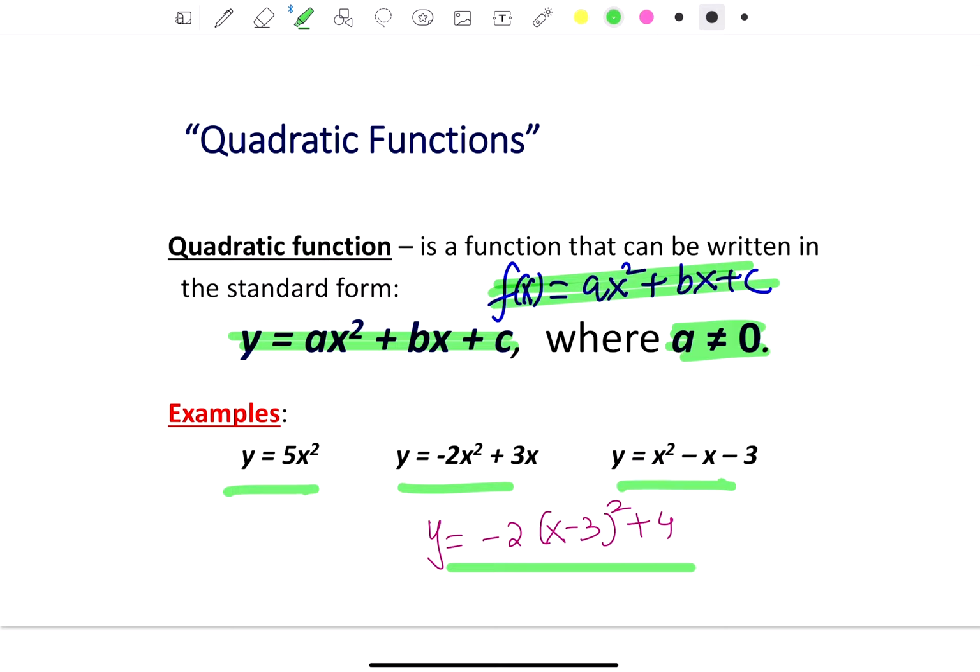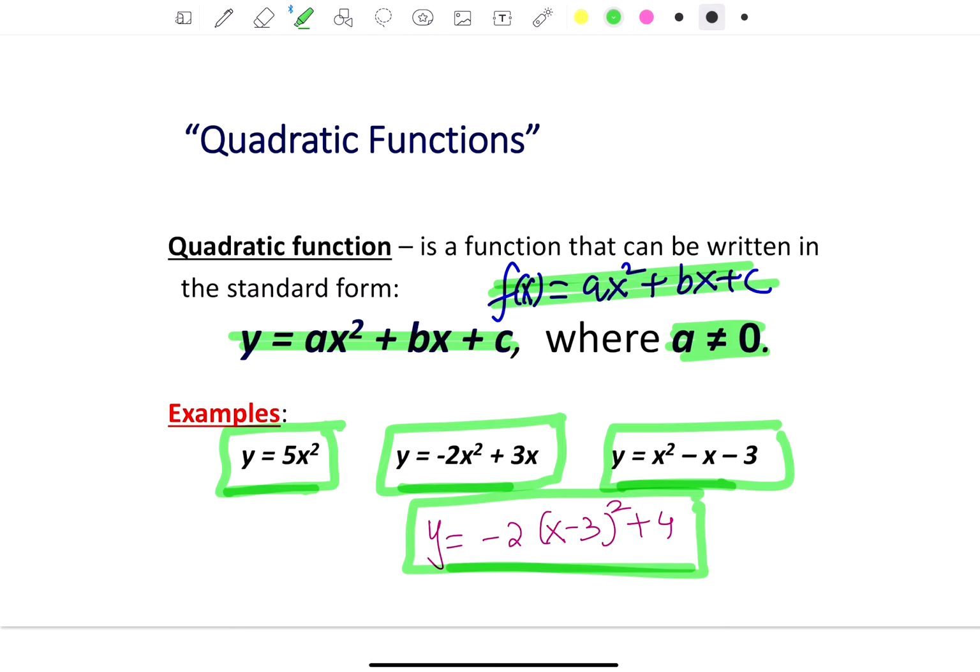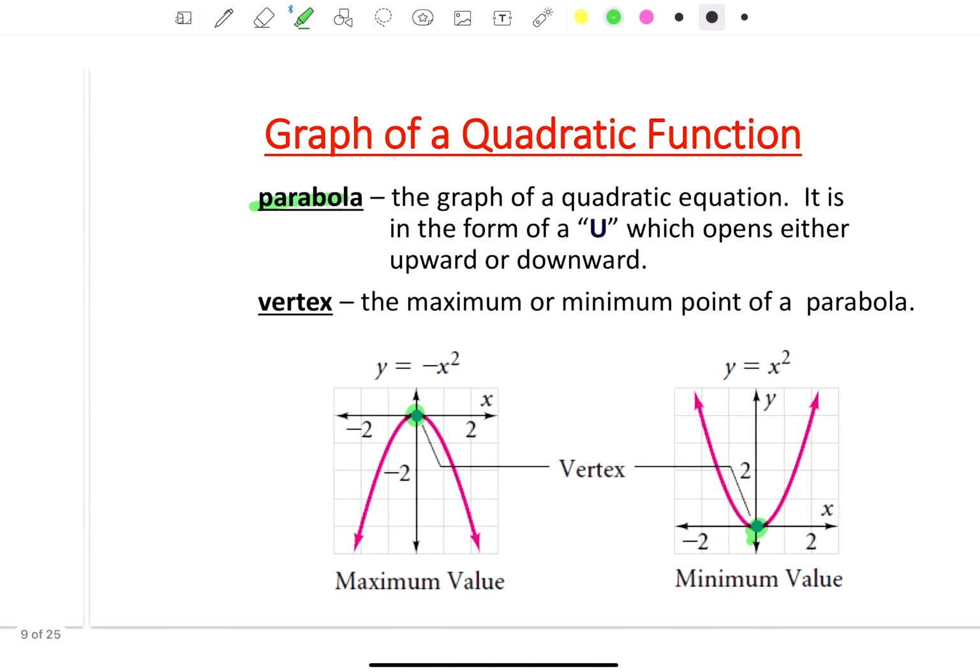Here's some examples of quadratic functions. y equals 5x squared, y equals negative 2x squared plus 3x, y equals x squared minus x minus 3, and y equals negative 2 times x minus 3 squared plus 4.